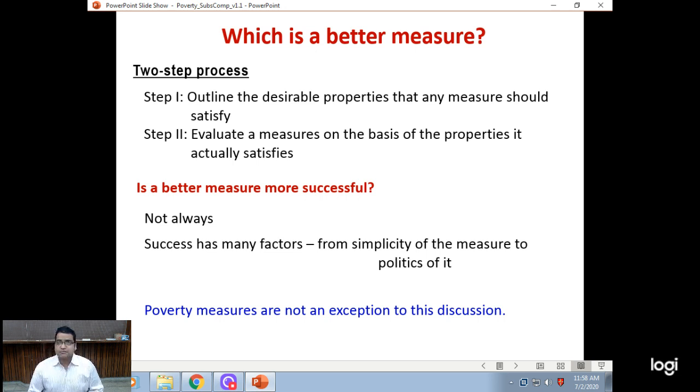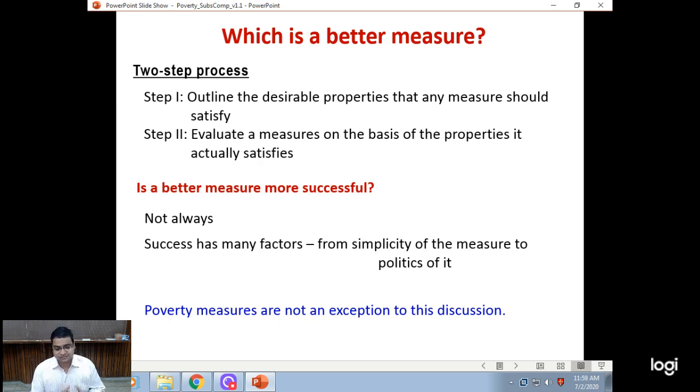But the question which we face most of the time in indicator research is the following: is a better measure always a more successful or more acceptable measure? The answer is that it happens quite a few times, but not always. Success of a measure depends on a lot of other factors, starting from the simplicity of the measure to the politics of it. This is a trend which you have seen in all measures.